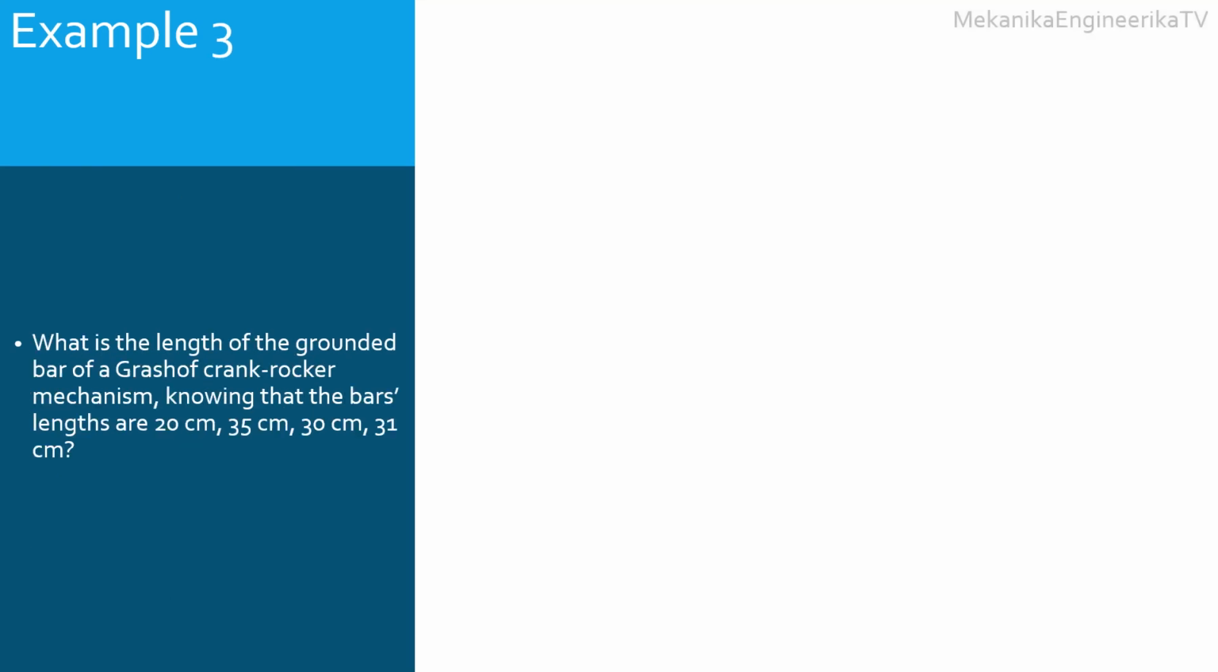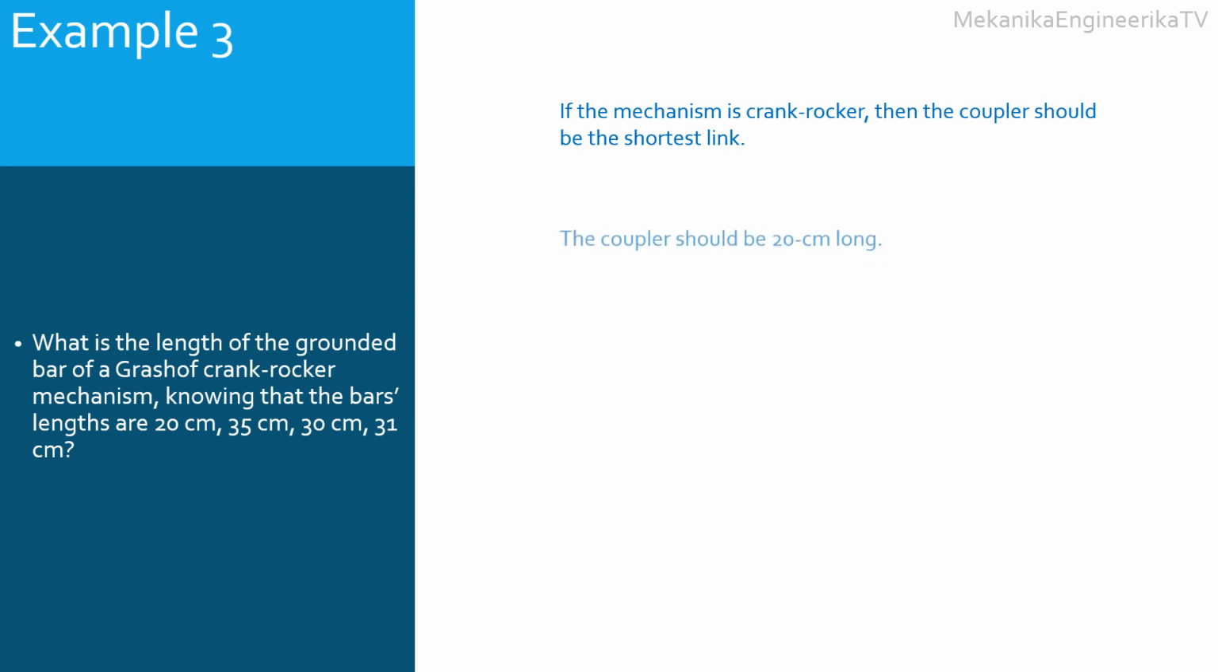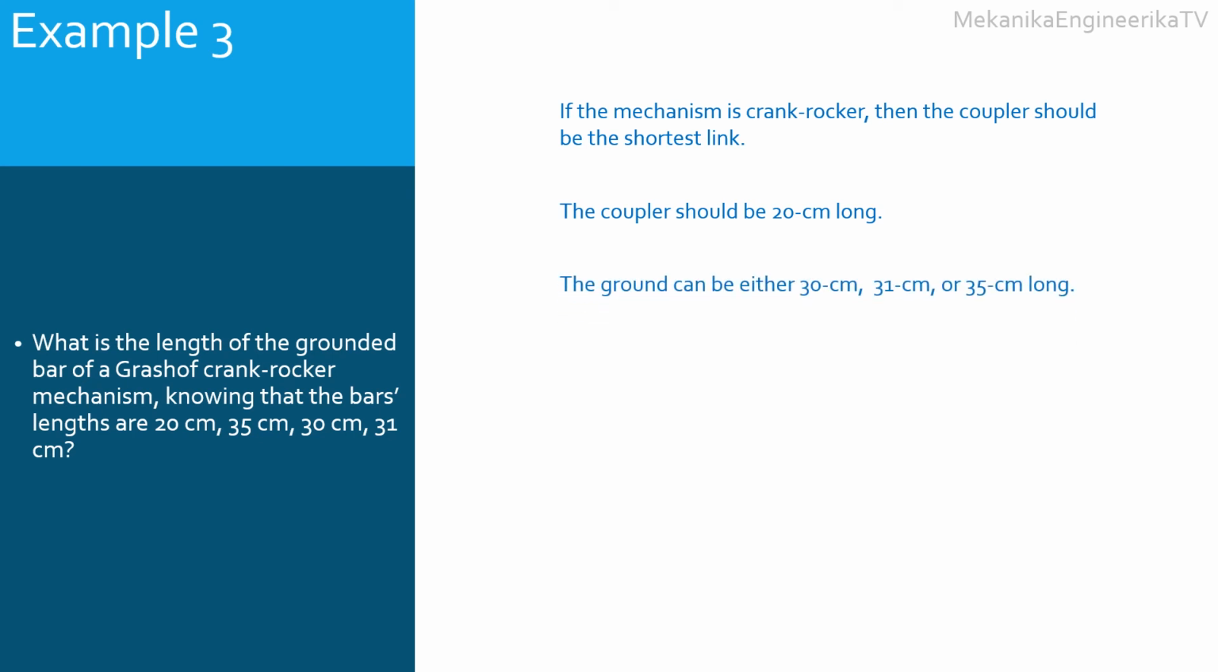In this third example, we are going to find the length of the ground of a crank rocker mechanism, if the bars' lengths are 20 cm, 35 cm, 30 cm, and 31 cm. To have a Grashof crank rocker 4-bar mechanism, the coupler is required to be the shortest link. Hence, the coupler should be 20 cm long, as it is the shortest link. Consequently, the ground can be either of the three other links. The ground is then either 30 cm long, 31 cm long, or 35 cm long.